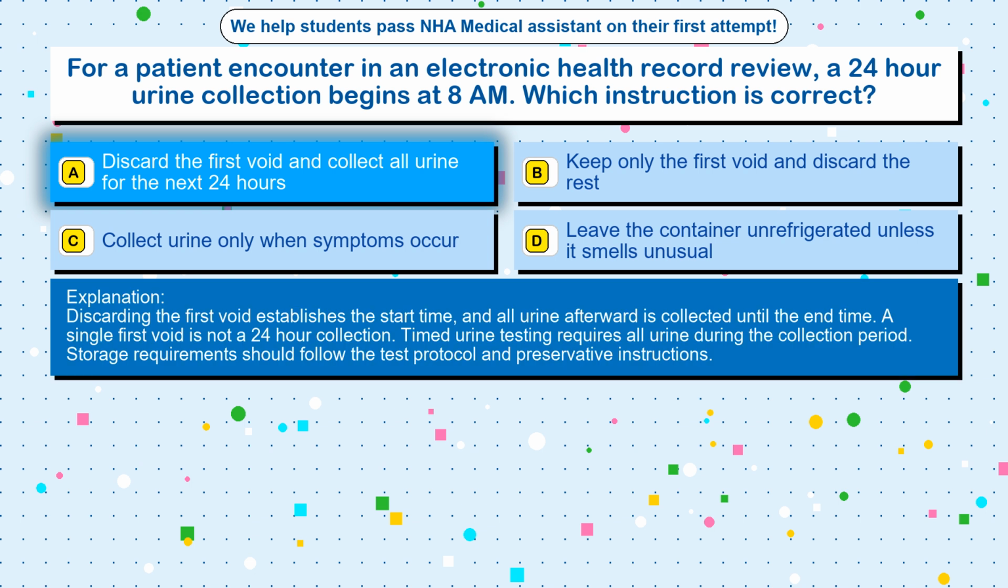Discarding the first void establishes the start time, and all urine afterward is collected until the end time. A single first void is not a 24-hour collection. Timed urine testing requires all urine during the collection period. Storage requirements should follow the test protocol and preservative instructions.